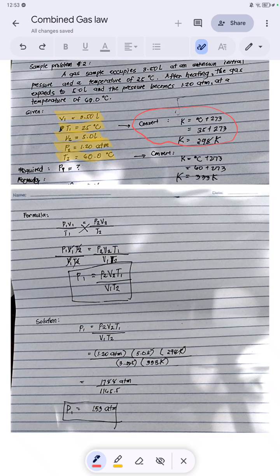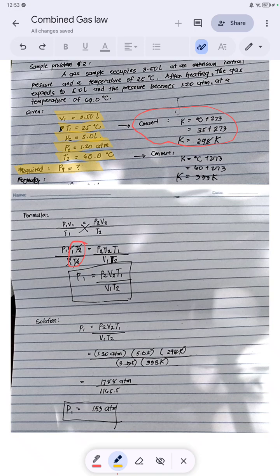Why do we put it over V1 T2? So that V1 and T2 cancel. What are we required to find? What is the missing? We are required to find P1. P1 is the missing, the initial pressure. So, we put it over V1 T2 so that P1 remains.